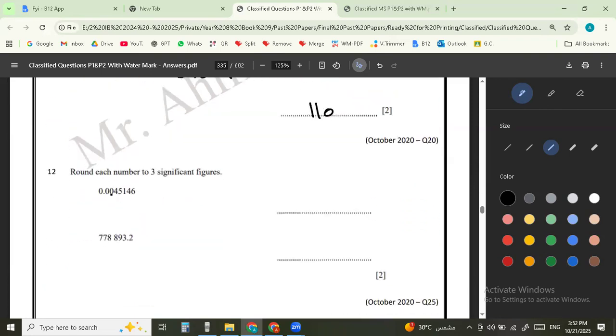Next, rounded to three significant figures. The third significant figure here is the 1. After it is a weak digit, so it's going to be 0.00451. I'm not going to round it up. Here, the third significant figure is the 8, so it is 779, because after it is a strong digit. Then I have here 0, 0, 0. But if they are requesting something in the whole number section, we don't write the decimal point.